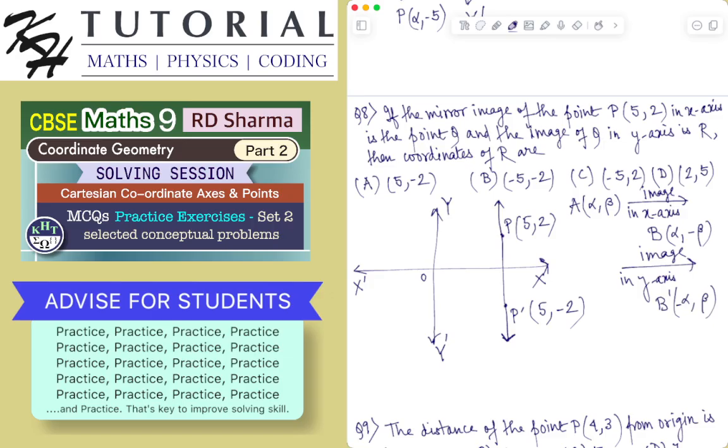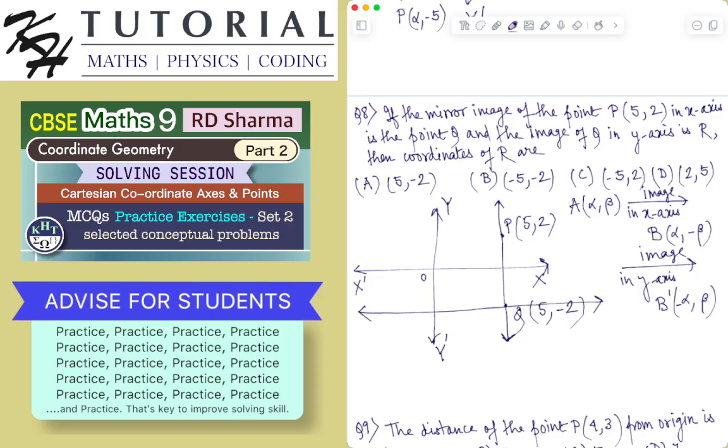Okay. So the mirror image of the point P, which is (5, 2), in the x-axis is the point Q. This is given as Q. So the coordinates of Q are (5, minus 2). And what will be the image of Q in the y-axis? How do we find it? I will draw a line perpendicular to the y-axis that will pass through the point Q. Let's say this is the line.